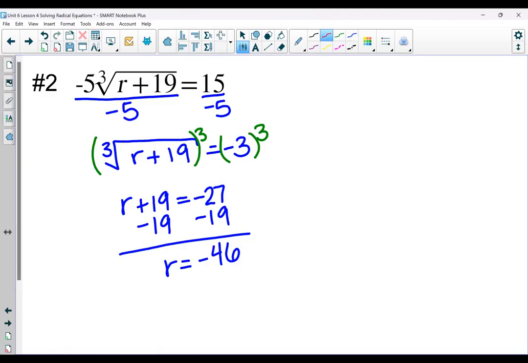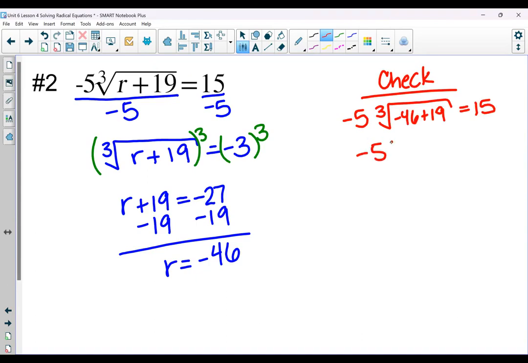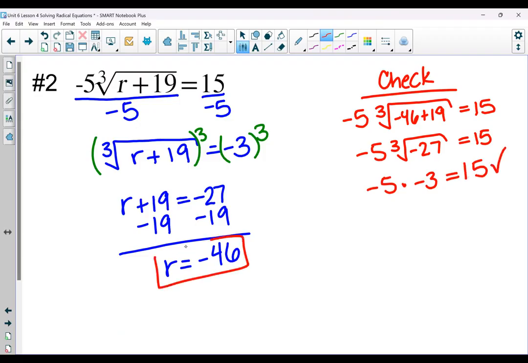We do want to follow through and check our work. Plugging into the original equation, -46 plus 19 is -27. And then the cube root of -27 is -3. So I can comfortably say, yes, that solution works to this radical equation, and circle my final answer.